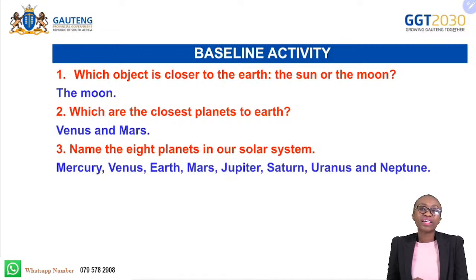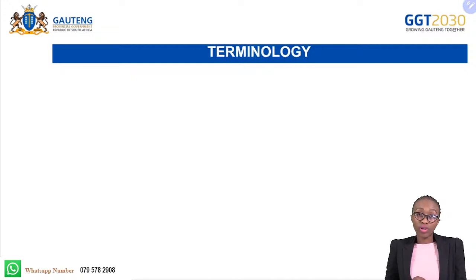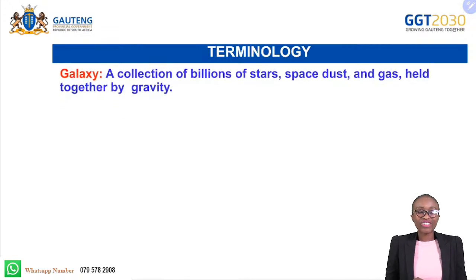Welcome back, grade 8. I'm sure you're done copying down the corrections. Now let's move on to terminology. These are the important terms that we are going to come across during the lesson. The first term is galaxy. A galaxy is a collection of billions of stars, space dust, and gas held together by gravity.